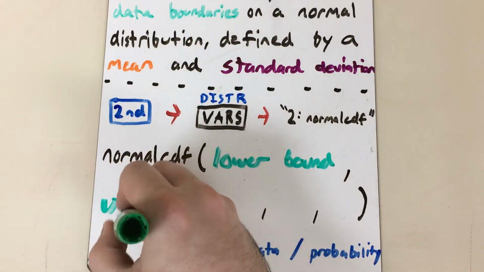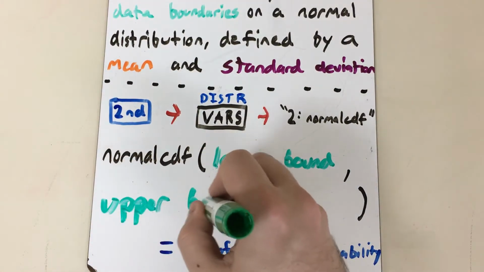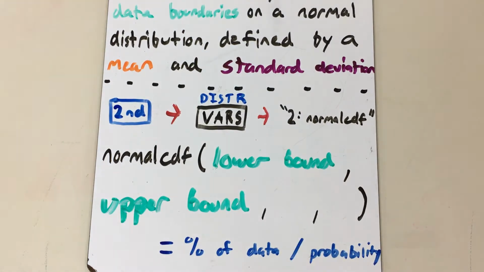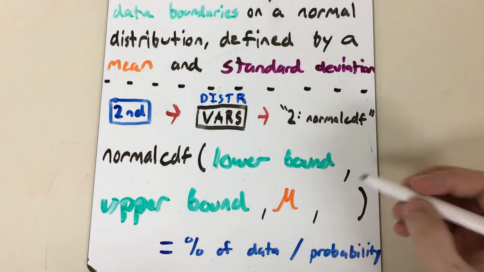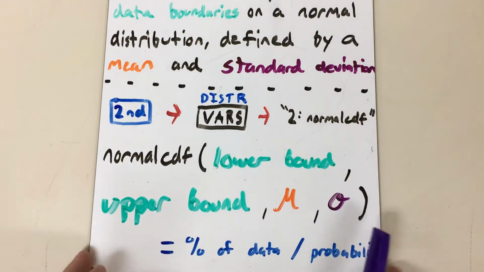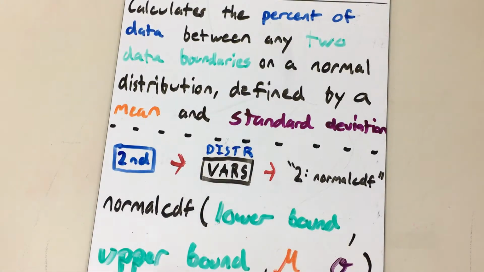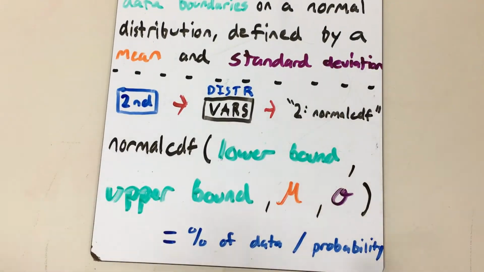Next, you need the upper bound, the larger of the 2 numbers. So you're basically telling the calculator, go from this number to this number. The next 2 numbers are when you actually tell the calculator the particular distribution that you need. And this is defined by your mean and your standard deviation. And I have those in corresponding colors up here. I just didn't have enough room to write everything. So you need lower bound, comma, upper bound, comma, mean, comma, standard deviation, close the parentheses, and then press enter.